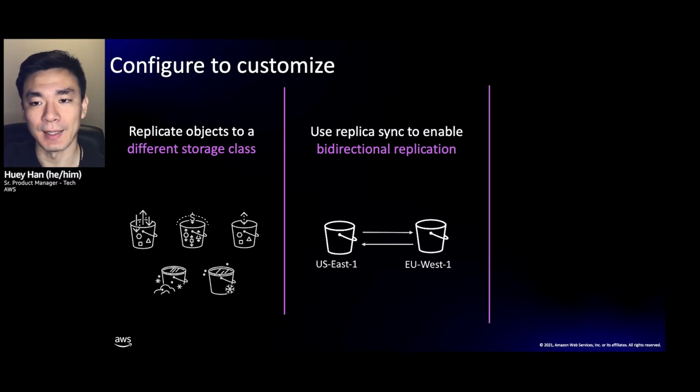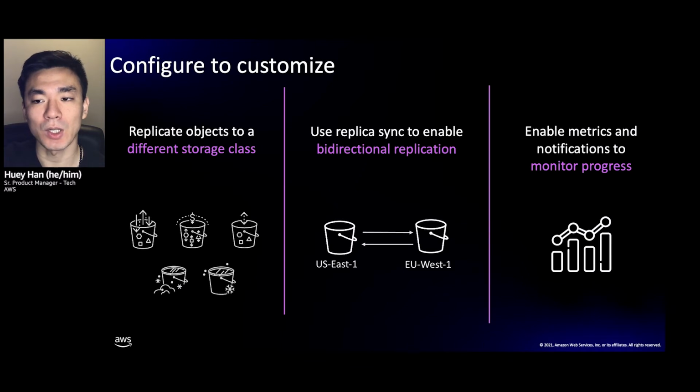The second is bidirectional replication. With this feature, replication is not just one direction from source to destination, but rather bidirectional, meaning changes that happen to the destination bucket will also be replicated back to the source bucket. This feature can be really useful when you have write workloads on both your source and destination buckets, and you want to keep data consistent between them.